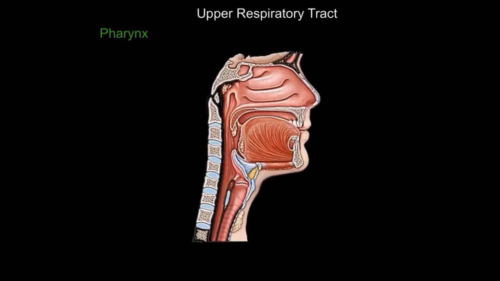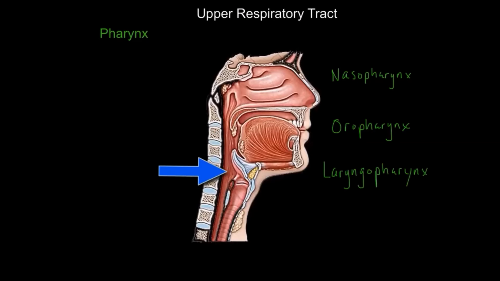The last part of the upper respiratory tract is the pharynx. The pharynx is the common passageway for air and food. It consists of 3 parts: the nasopharynx, which is the pharynx closest to the nasal cavity, the oropharynx, which is the part of the pharynx closest to the oral cavity, and the laryngopharynx, which is the part of the pharynx next to the larynx.